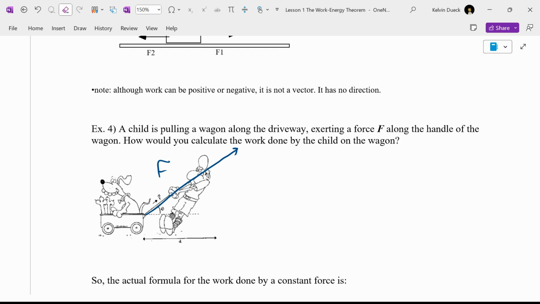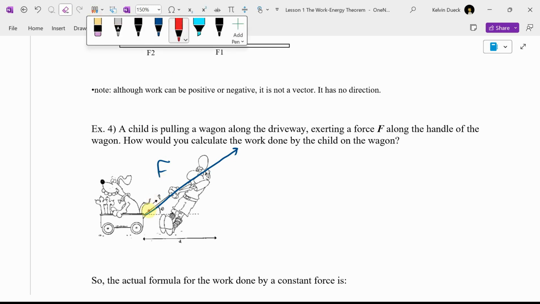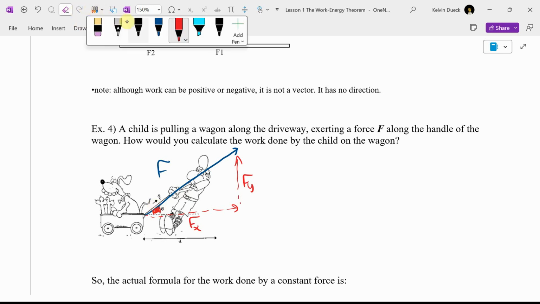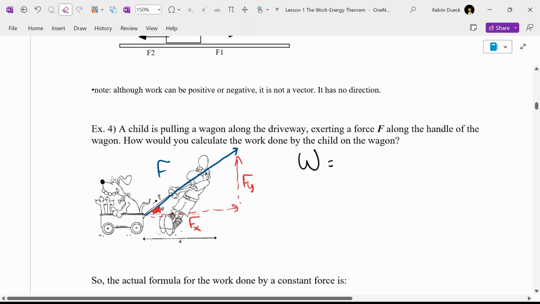We are at an angle, so we use components. This would be Fx. This would be Fy. Which of those three components is in the same direction as the distance? Look at the picture. Fx. So we would say work equals Fx times distance.